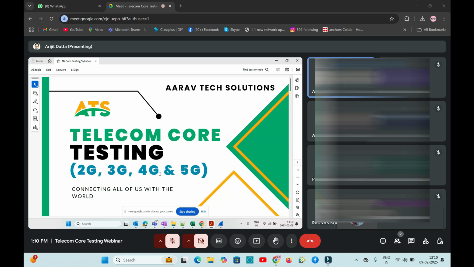Core means when you are calling from one location to another location, to a person, or maybe some number, how to process your call? It may be your voice call or data call, or maybe your internet browsing. That part is controlled by the core.